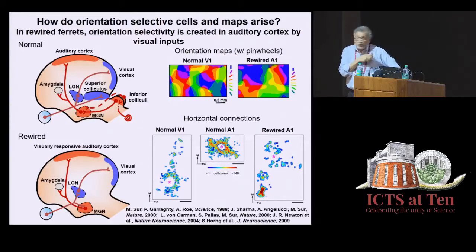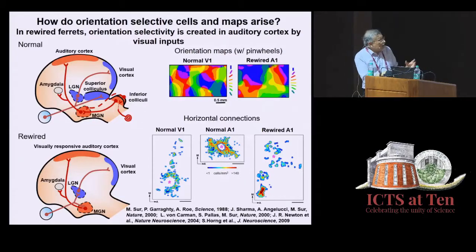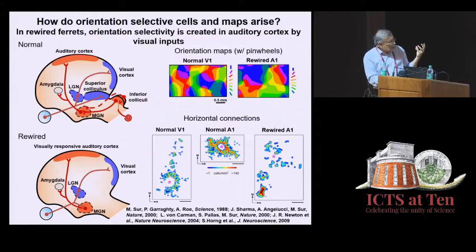How might this be possible? Underlying this map is a nature of connectivity. In the normal visual cortex, these regions connect to each other, iso-orientation regions. In the normal auditory cortex, in a normal animal, isofrequency connections happen in the cortex. But in the rewired auditory cortex, the connections between neurons are reorganized. It resembles that in the visual cortex and hardly resembles that in the auditory cortex.